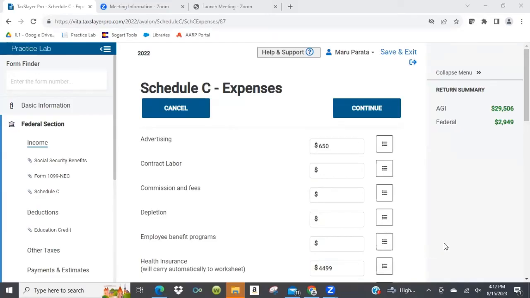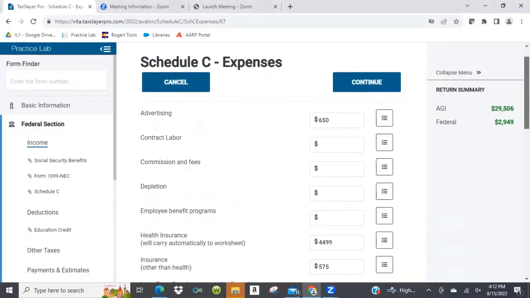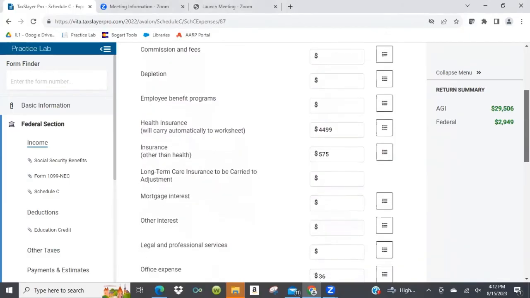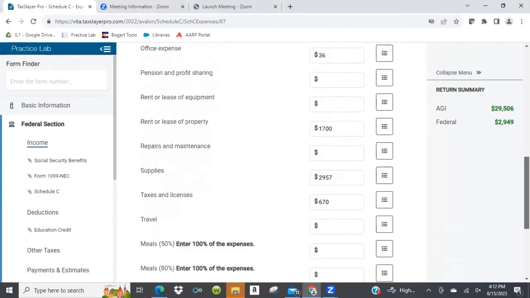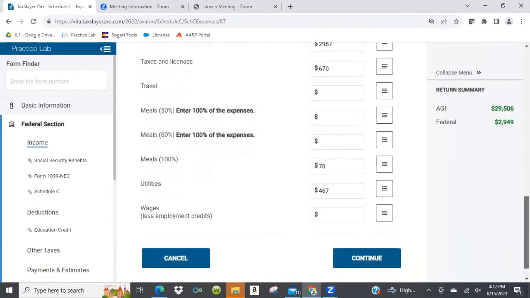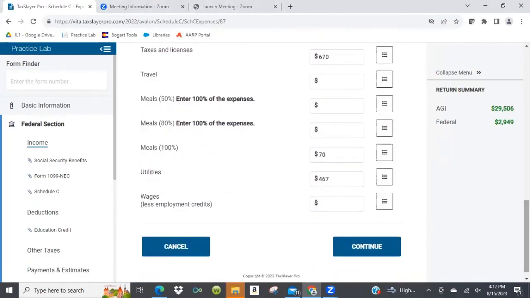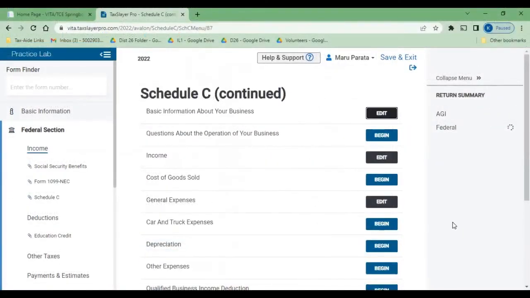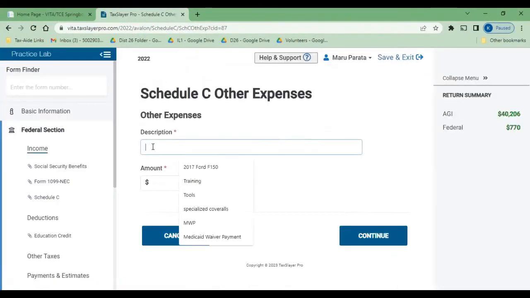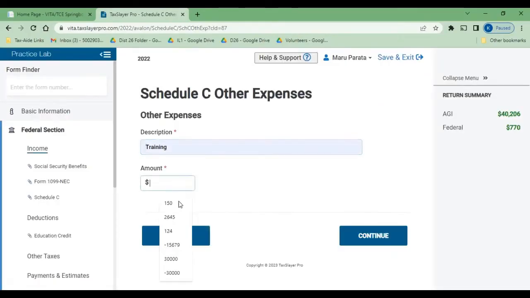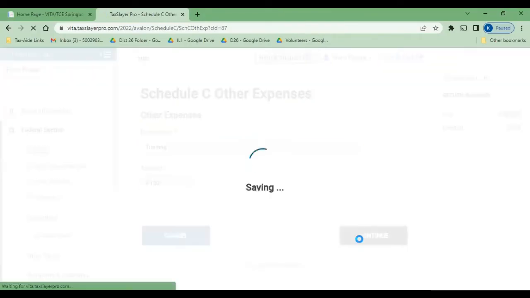Here is the completed entry screen for his general expenses. I will scroll through so that you can see my entries. This ends the general expenses. So we'll now move to other expenses. In other expenses, we put a description in for each one. We'll start with training, which his worksheet says is $150.